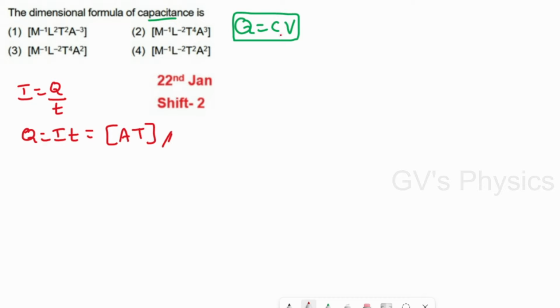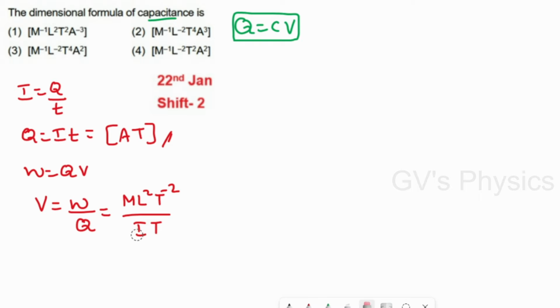To find the dimension for the potential difference, we can take the formula from electrostatics, that is work is equal to charge into potential difference. The potential difference V is equal to work by charge. In the place of work, we know the dimension formula, that is M L square T power minus 2, and for charge I into T, or in the place of I we can substitute A. Both are right. So now we can reform the dimension formula: M L square T power minus 3 A power minus 1. This is the dimension formula for potential difference.